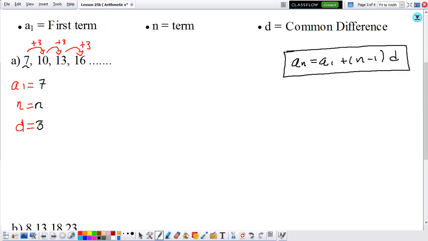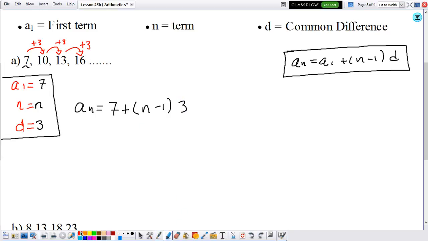Once we know the value for those three items, we plug them into our formula and we found the explicit formula. So now we know an equals a1, which we found to be 7, plus n, we left it as n, so n minus 1, times d, which we found to be 3. And this is it. This is the explicit formula for this arithmetic sequence.